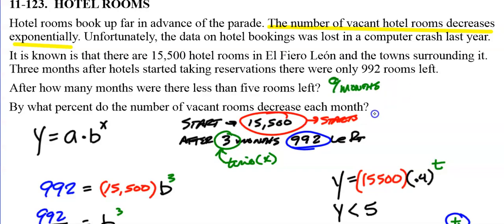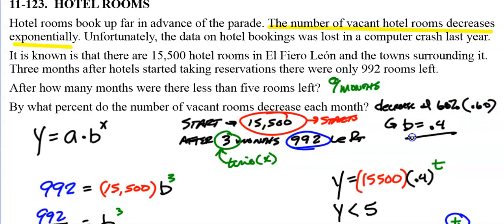And then what percent do the number of vacant rooms decrease? It's a decrease of 60%, which is 0.60, which means the multiplier, this factor b, is 0.4. So that's that problem.